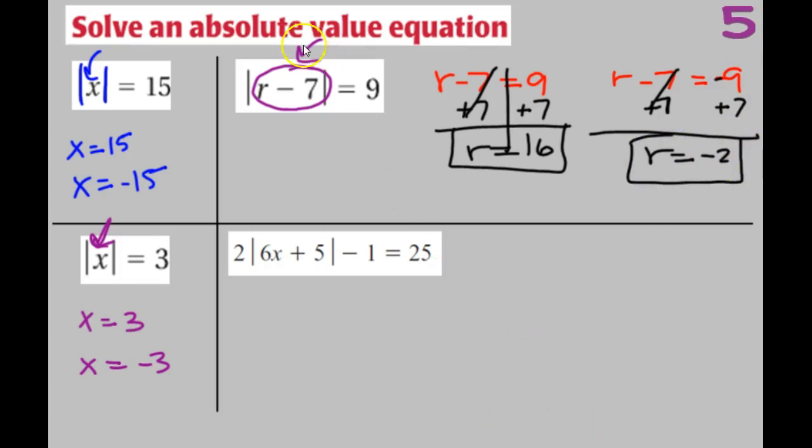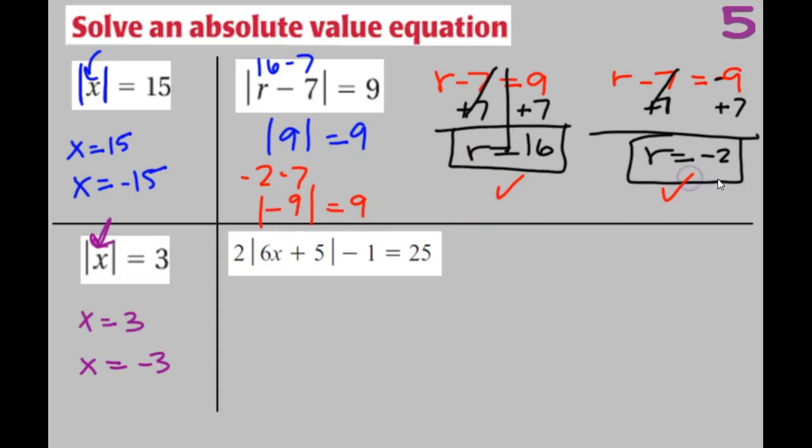So if you want to double check that, plug it back in to see if it works. 16 minus 7 is 9. Well, yes, the absolute value of 9 is 9. If I plugged in a negative 2 minus 7 is negative 9. Absolute value of negative 9 is also 9. So both of our answers work.